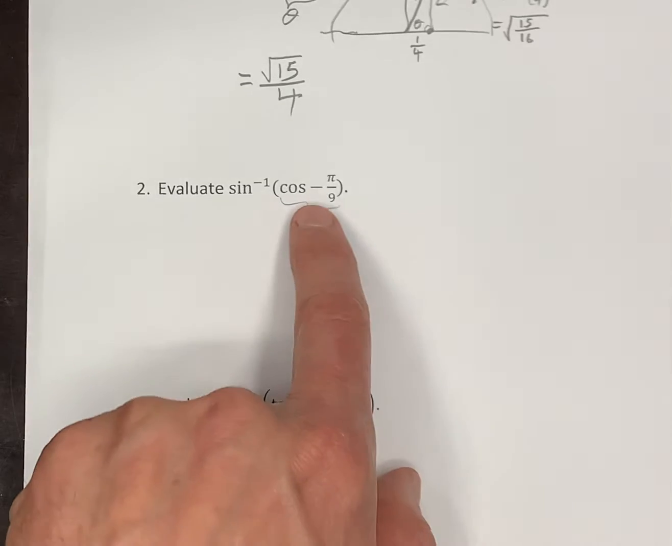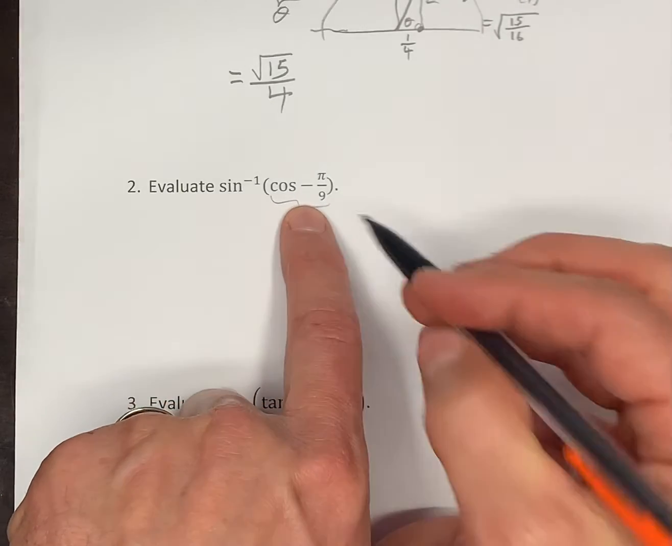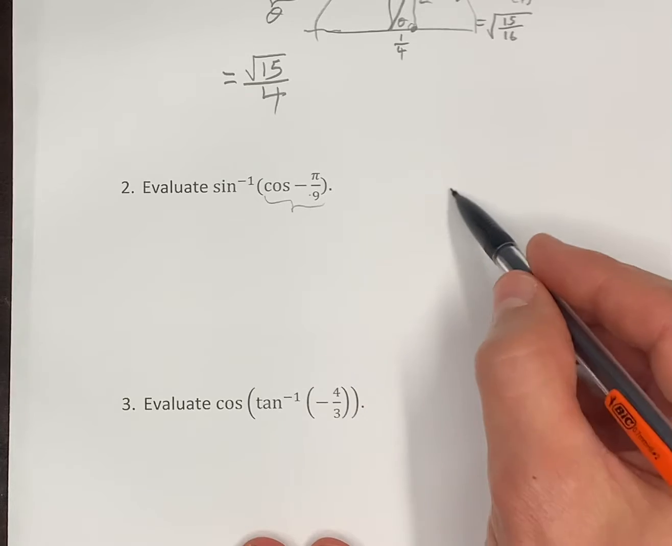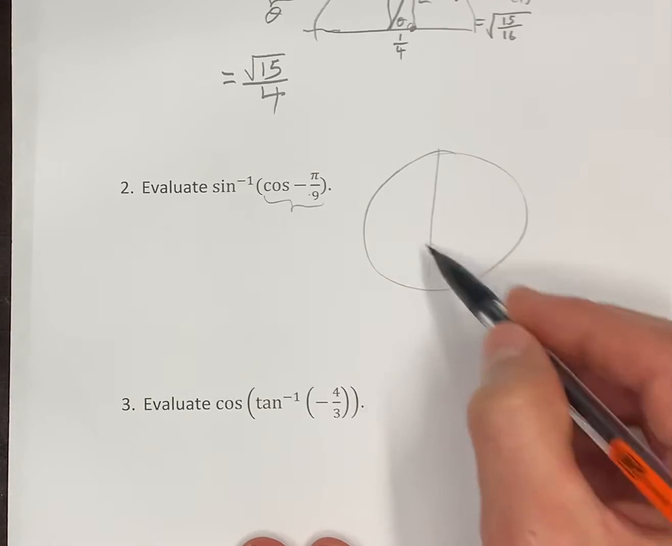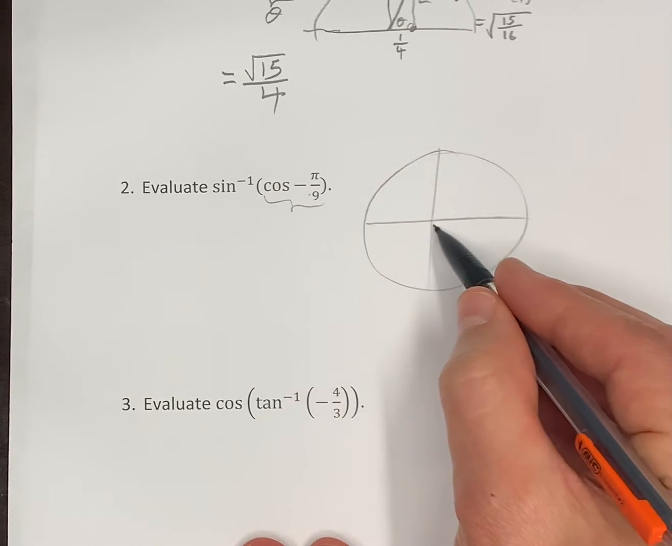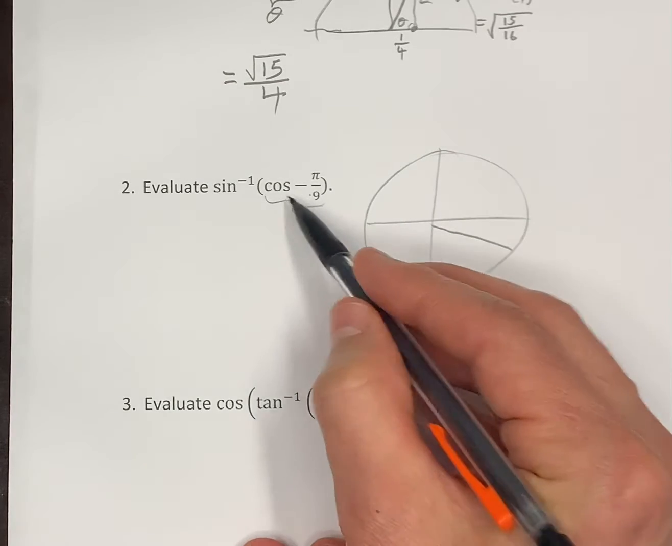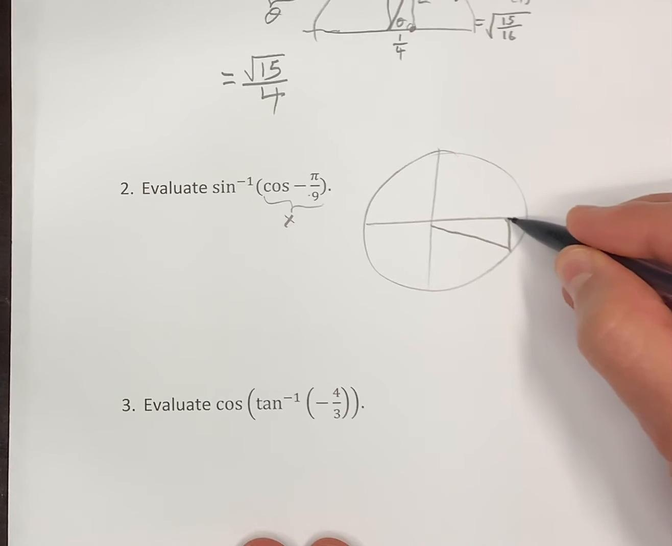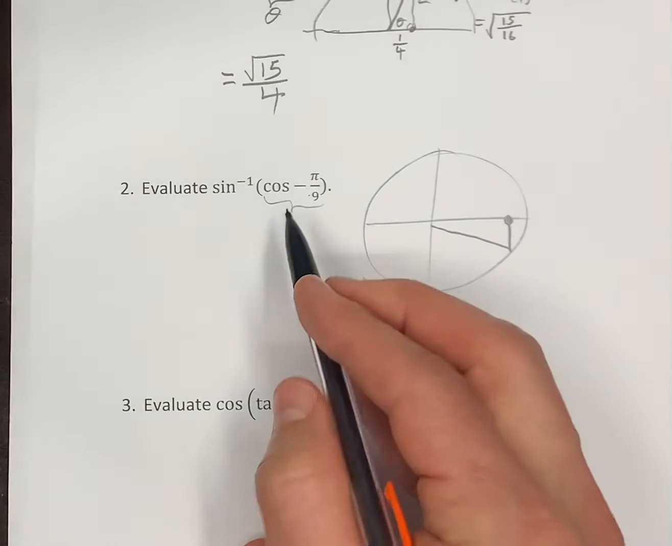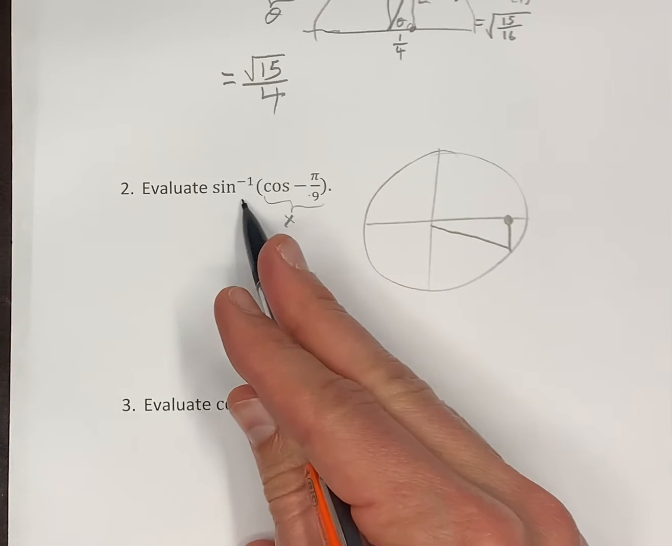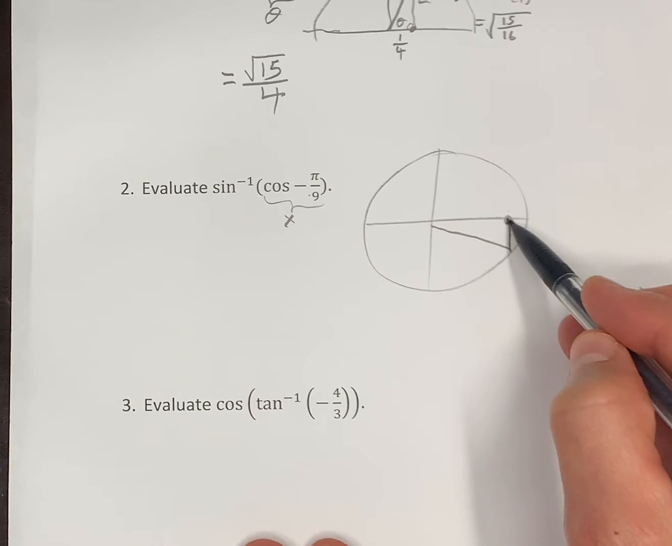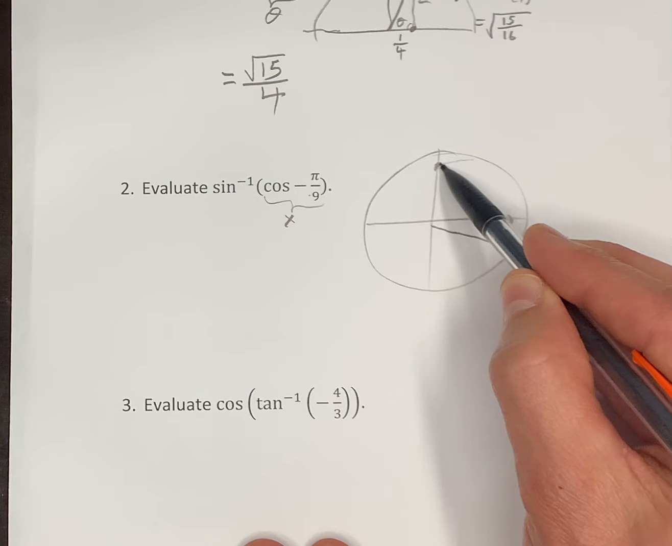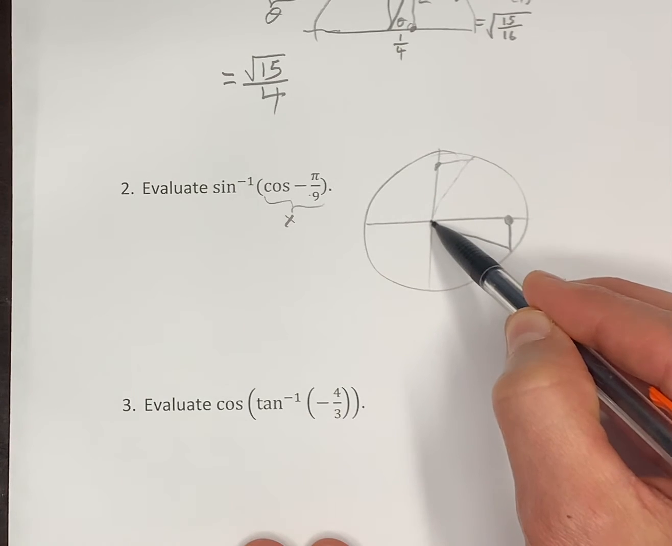This is different. Notice the inside piece takes in an angle and spits out an x coordinate. What's that picture going to look like? Well, I've got my unit circle. Negative pi over 9 is down here. So this inside piece is going to spit out an x value right there, right? What does sine inverse do? Sine inverse pretends like that x value is up there, and it says, hey, what angle corresponds to that?